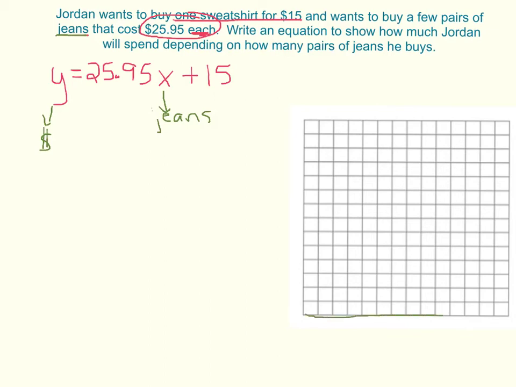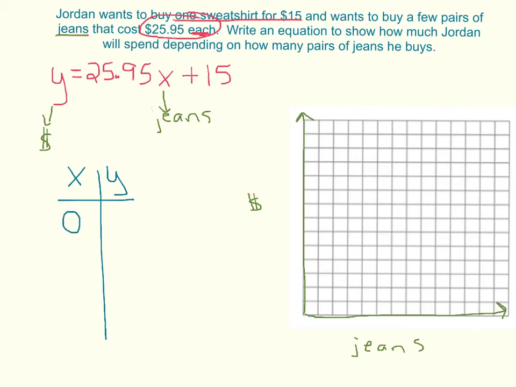So if we draw on the x and the y-axis and label what they actually represent, our x-axis will be jeans bought, and then the y-axis will be money spent. So same thing, let's make an XY table and then plot some points. So it's possible that Jordan decides not to buy any pairs of jeans, but still buying that sweatshirt. So if he doesn't buy any jeans, he's still spending $15 on that one sweatshirt.